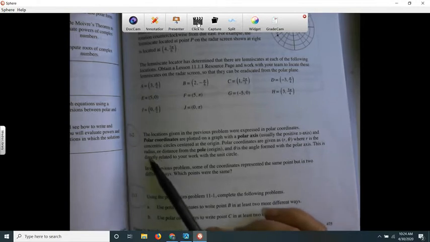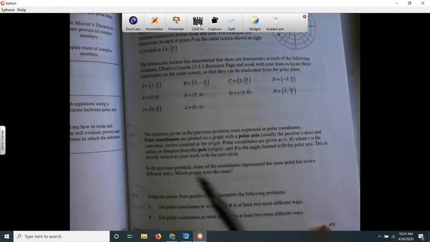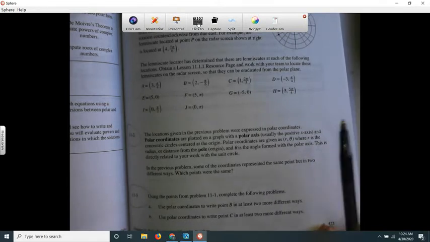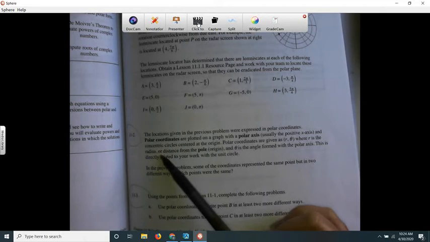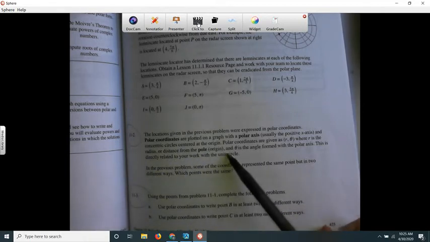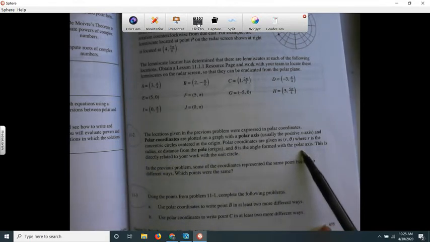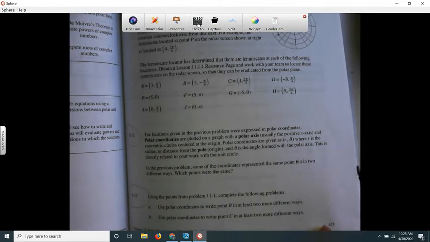If you're drawing triangles, it's the hypotenuse. If you're drawing vectors, it's the magnitude, which is the distance from the pole, and theta is the angle formed with the polar axis, which is the positive x-axis. This is directly related to your work with the unit circle.